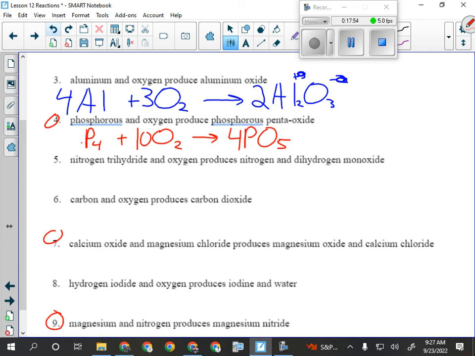All right. Oh, we didn't identify the reaction types. What kind of reaction is number 3? What kind of reaction is number 4?